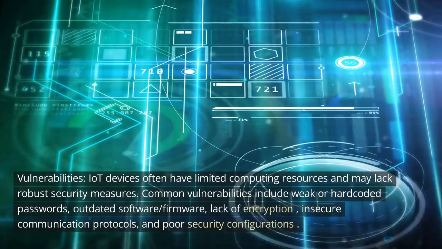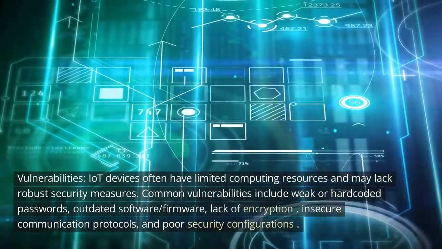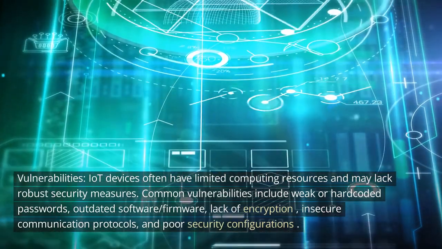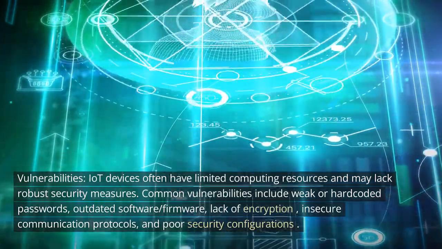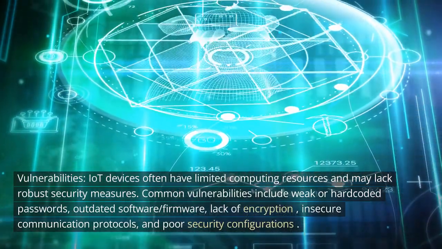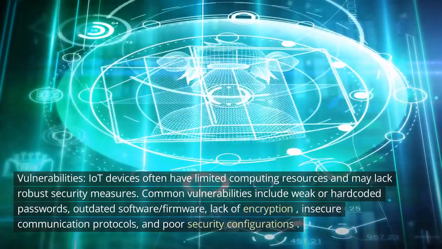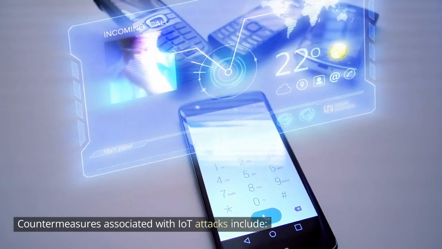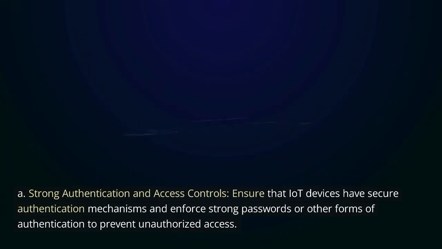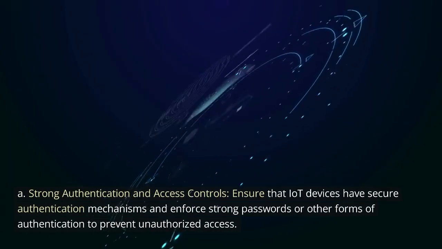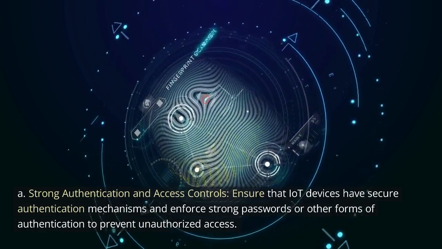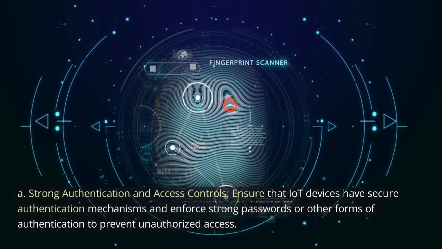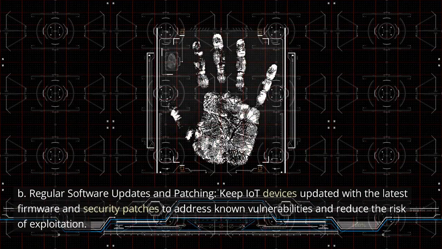Vulnerabilities: IoT devices often have limited computing resources and may lack robust security measures. Common vulnerabilities include weak or hard-coded passwords, outdated software/firmware, lack of encryption, insecure communication protocols, and poor security configurations. Countermeasures associated with IoT attacks include: A. Strong authentication and access controls. Ensure that IoT devices have secure authentication mechanisms and enforce strong passwords or other forms of authentication to prevent unauthorized access. B. Regular software updates and patching.